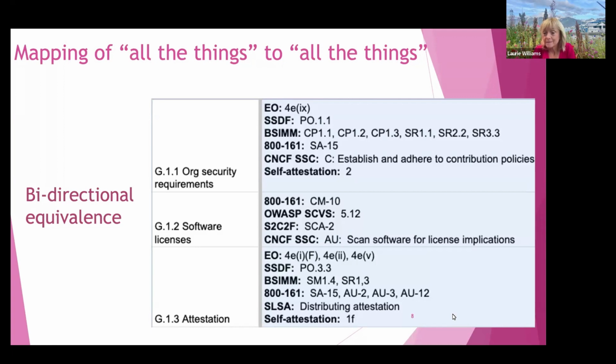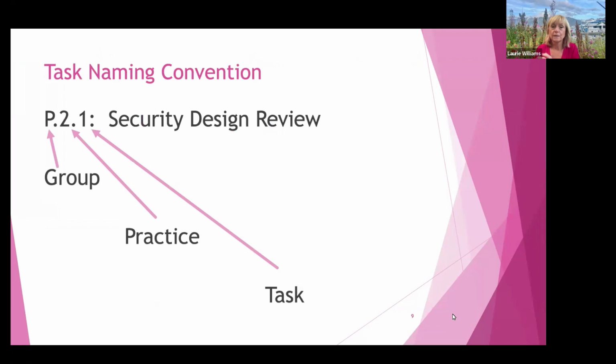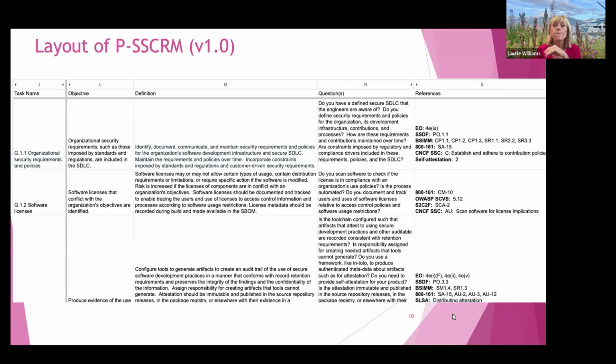But in many cases, I just read and tried to find equivalence between them. So what you'll see here is a specific task, like organizational security requirements, and which of the different frameworks called out for that and identified there. So I did that. This naming convention, P21, is the group, which is the product group, the second practice, and the first task in that practice. So that's the naming convention I used.